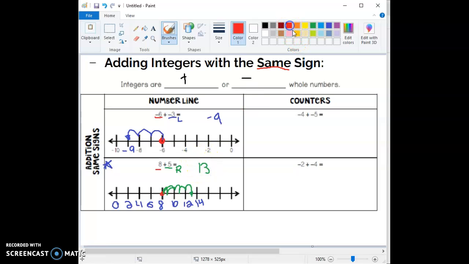Okay, another way we can model this is with counters. So I'm going to use red as my positive for like a hot temperature and blue for my negative as like a cold temperature. Okay, if I look here, this is negative, so I have to draw 4 negative ones. Then if I look over here, it is also negative, so I have to draw 5 more negatives.